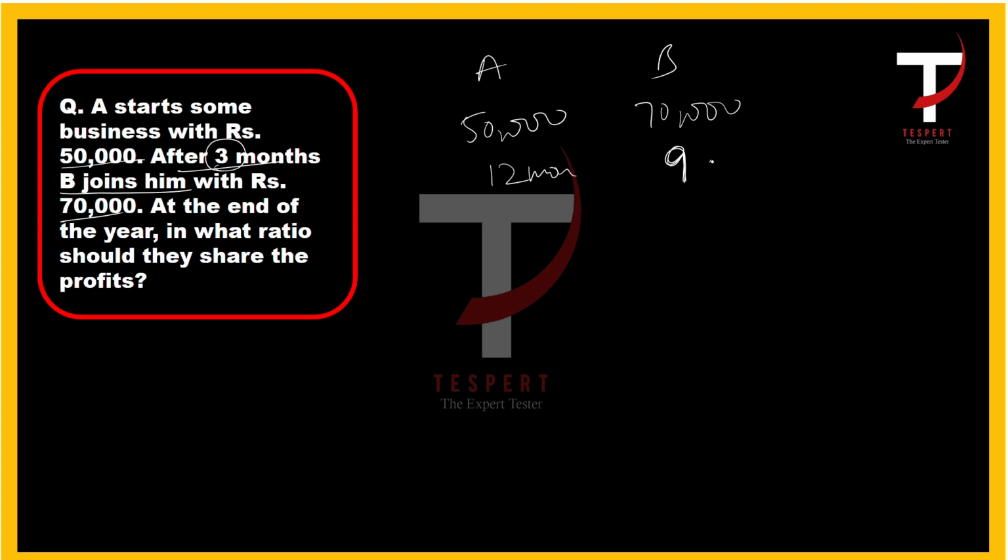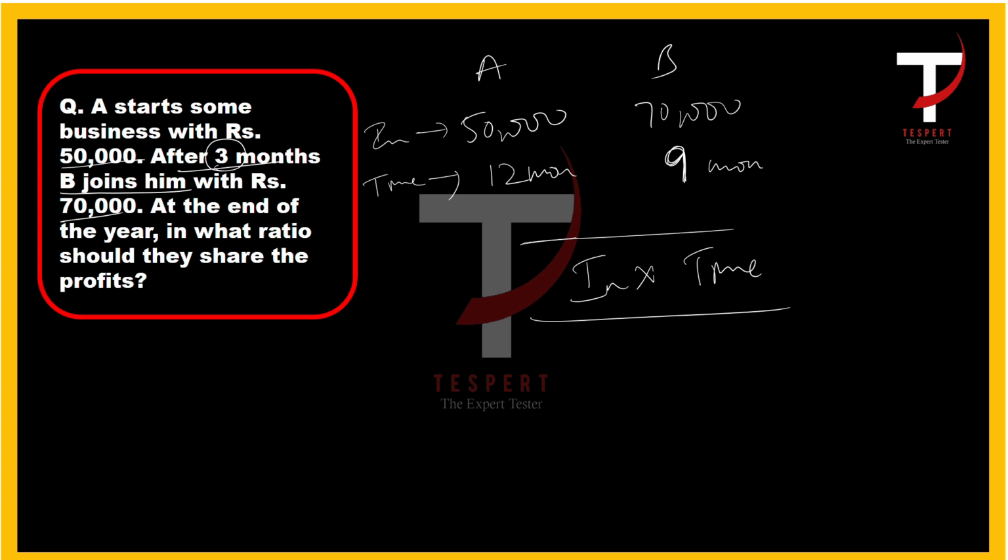If you observe here, the investment is different, the time period is different for both A and B. So how can we calculate the ratio of profit here? I told you, right? Investment into time. So capital into time. So how can we do here?